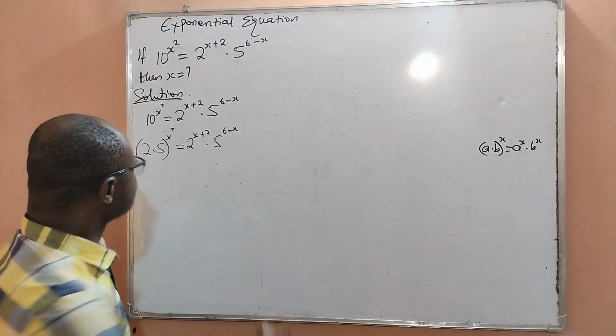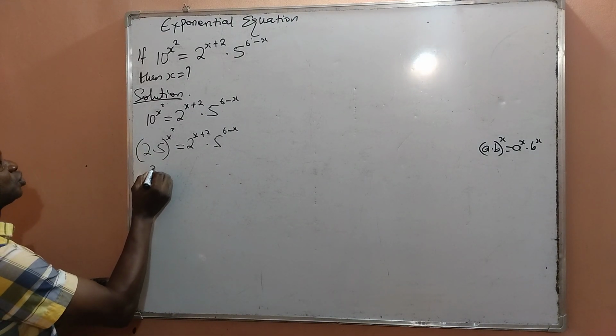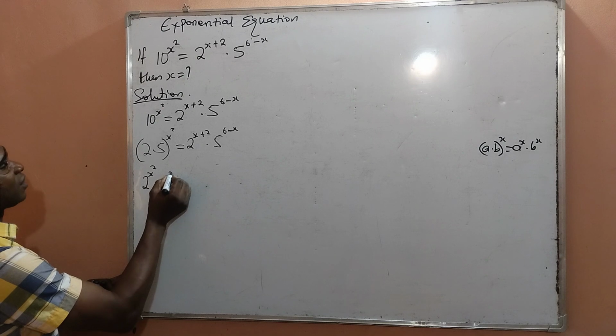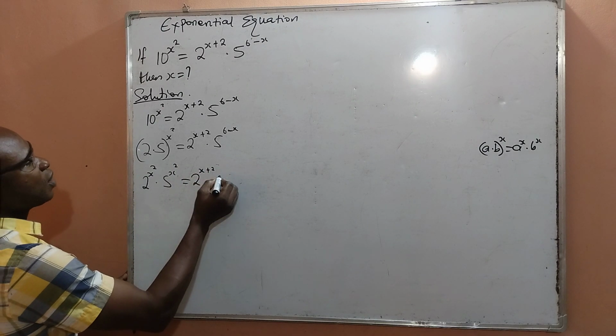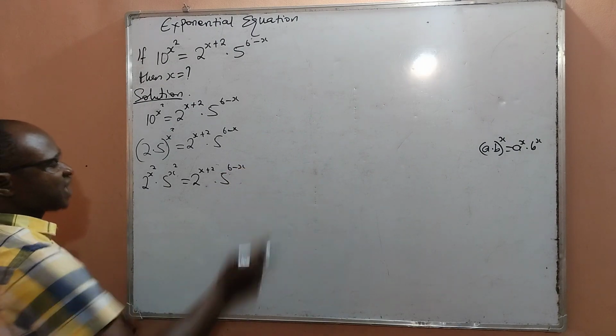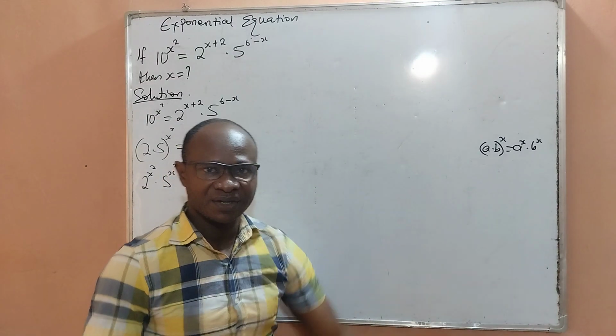I will do the same thing on the left hand side, and that becomes 2 to the power of x squared multiplied by 5 to the power of x squared equal to 2 to the power of x plus 2 multiplied by 5 to the power of 6 minus x. Good. I have applied this law of indices.